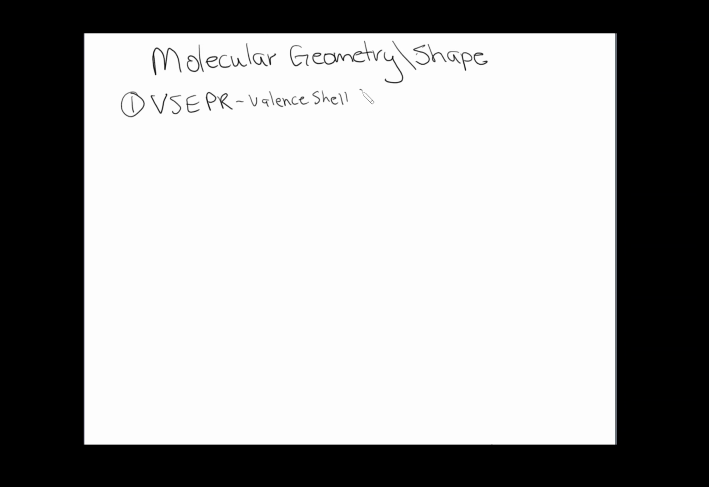Valence shell electron pair repulsion. Now, the key word in here is repulsion. So basically, we are going to look at three-dimensional space and how close things can be together and still be the optimum distance. So basically, they're repelling each other and they're trying to take up three-dimensional space.